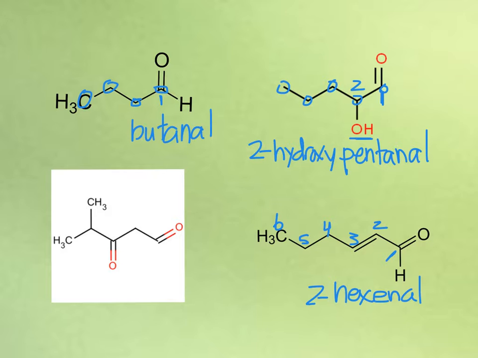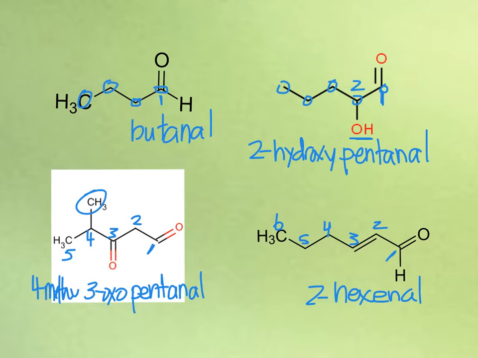And then this last one, looking at it, I see a carbonyl here, so 1, 2, 3, 4, 5 is my longest continuous chain, so I'm going to call this based on the pent-. And it's all single bonds, so pentanal. I have 2 other groups attached to it. At carbon 3, I have another carbonyl, so I'm going to go 3-oxo. And also here on carbon 4, I have this CH3 group, so 4-methyl-3-oxopentanal. So that one was a couple of extra things, all right?